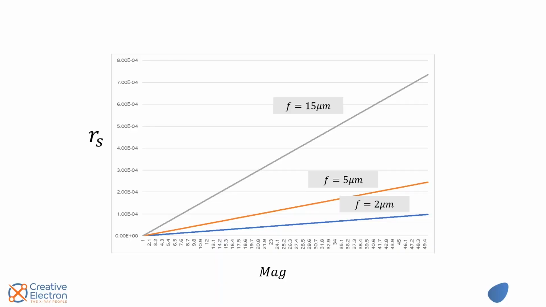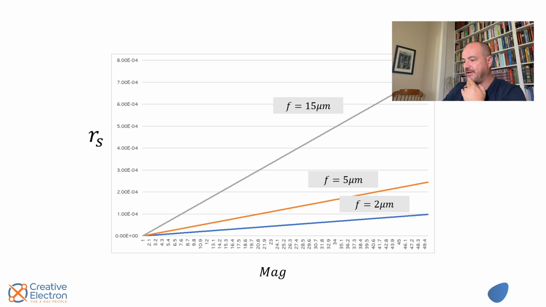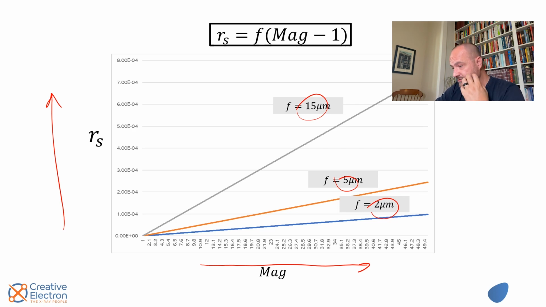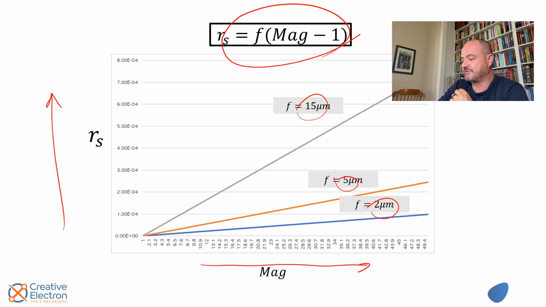So here we have 3 different sources, each with a specific focal spot: 15, 5, and 2 micrometers. On the horizontal axis, we have magnification. On the vertical axis, we have the resolution of the source on the image, the image resolution driven by the source. And a very simple line, right? So as magnification goes up, as this number gets bigger, the resolution suffers.